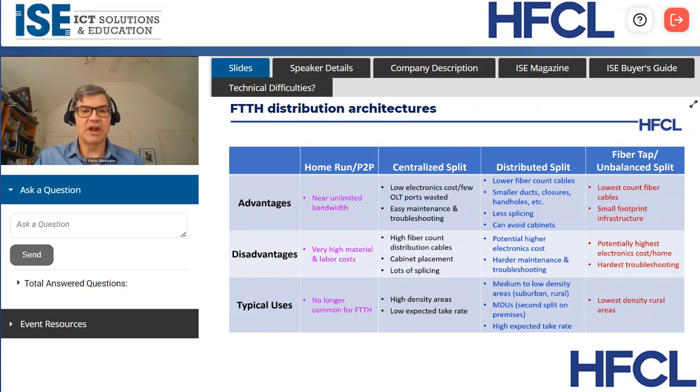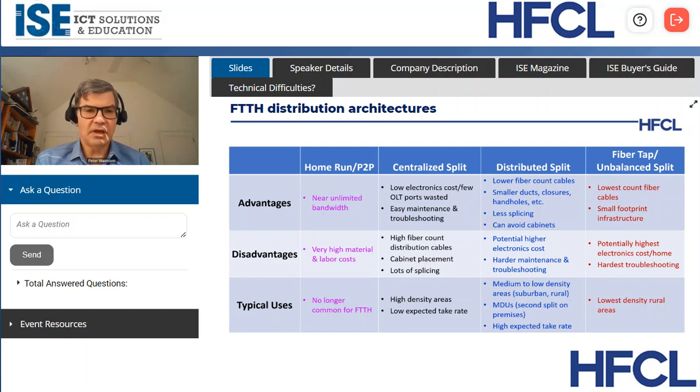So this is a bit of an eye chart, and I'm not going to read it, but it highlights the pros and cons and typical uses of the different architectures. Home Run, or a P2P point-to-point network, has the advantage of near unlimited bandwidth. Change out the line card, and you can deliver as much bandwidth as the user wants. But it has the disadvantage of a very high material cost, because you need an awful lot of fiber, and a high labor cost, because usually there's a lot of splicing involved. And it's actually not that common anymore for FTTH because of the expense.